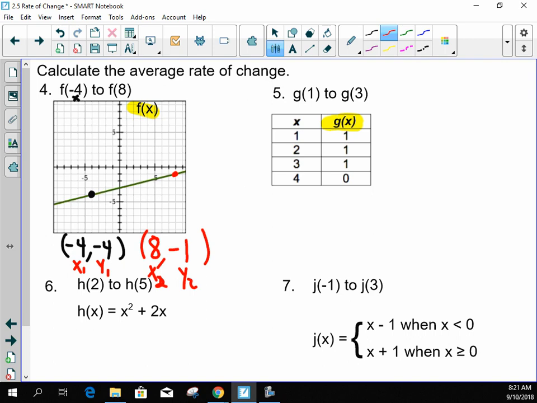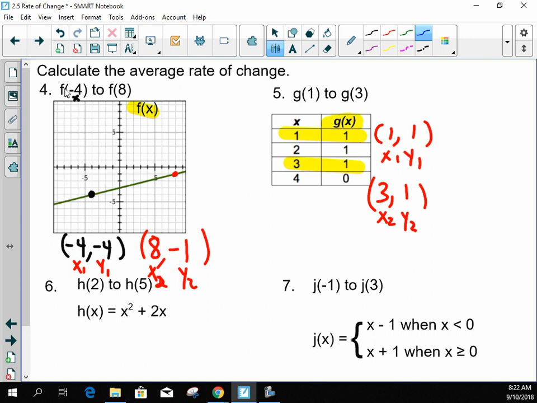Same thing over here. G of 1, G of 3. So that means I have 1 comma 1, x1, y1, and I have 3 comma 1, x2, y2. Let's go ahead and do number 5.